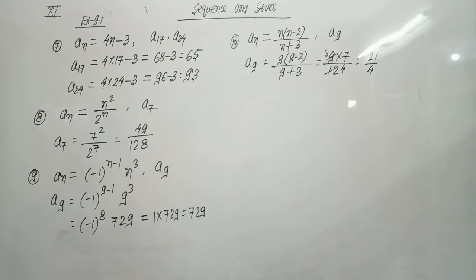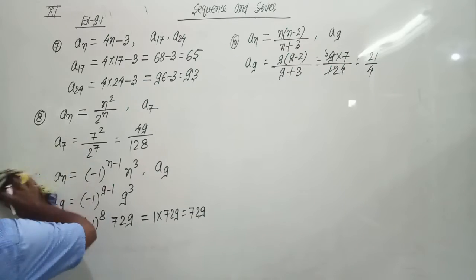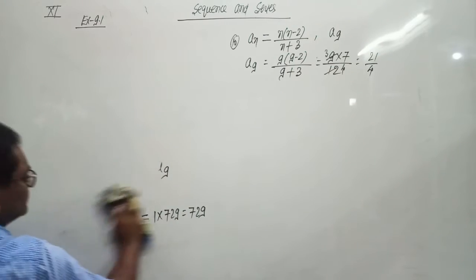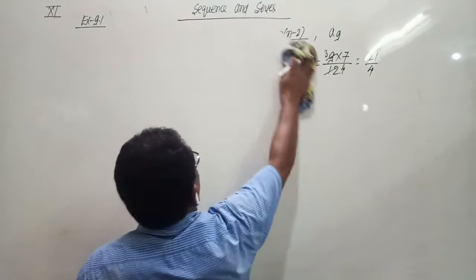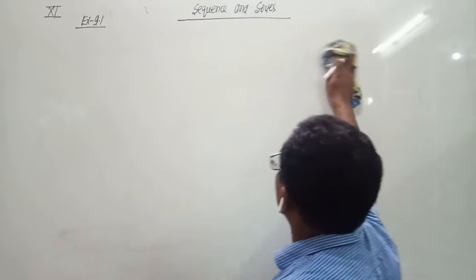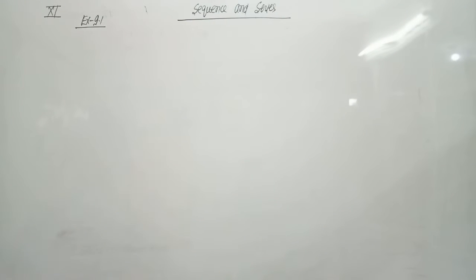Then question number 11. Let us see question number 11. Write the first 5 terms of each of the sequence and obtain the corresponding series. Question number 11.